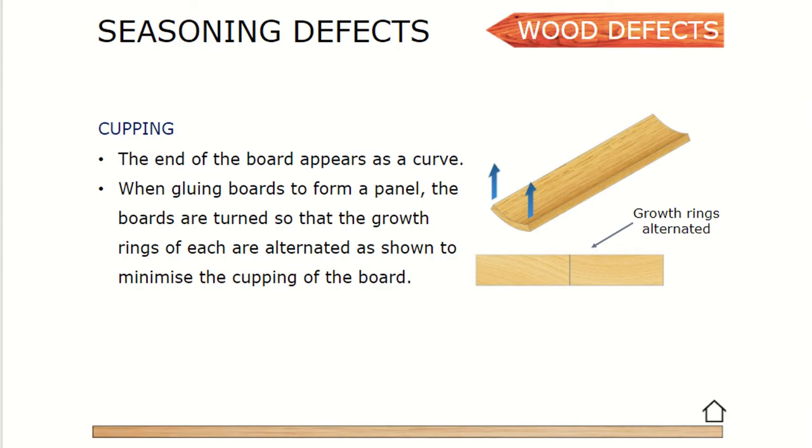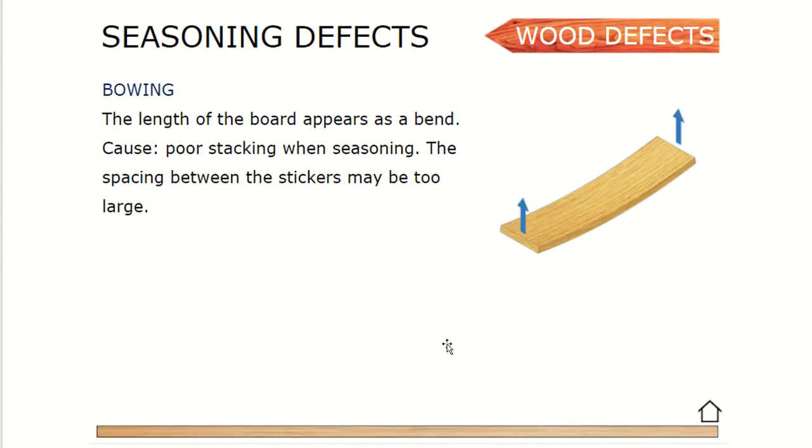Moving on to the fourth one. The fourth one's called bowing. Bowing is when the full length of the board bends. So this is a full length of a board, and both ends of the board go in the same direction. It's basically like cupping, but cupping goes the shorter distance, whereas bowing goes the full length of the plank. Again, the cause for bowing would be poor stacking when seasoning.